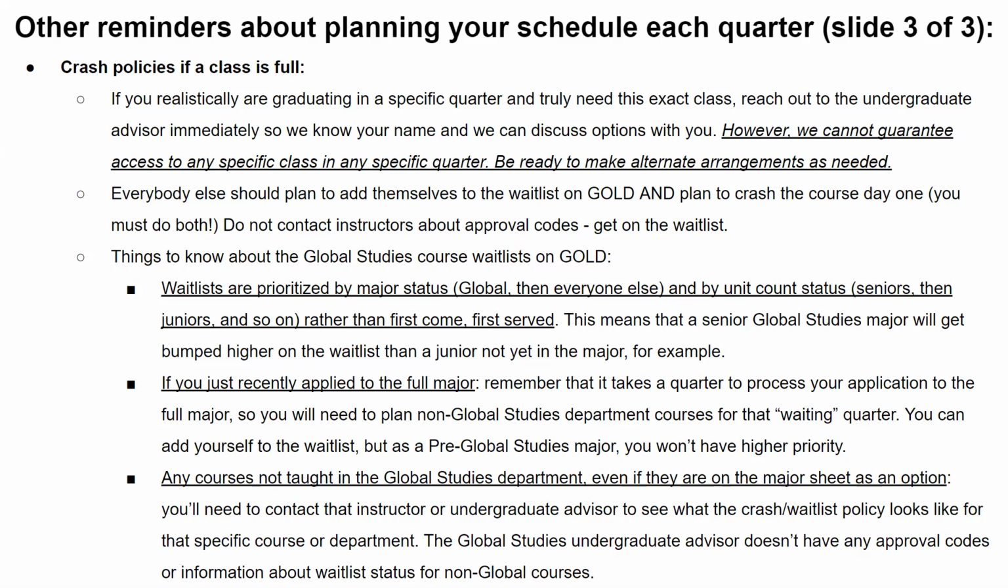So you're going to actually need to work that out with the instructor or undergrad advisor for that class, that department, to see what their crash or waitlist policy is. Maybe they have a waitlist on Gold you can add yourself to. Maybe you can contact the instructor and ask for an approval code, or talk it over with their undergraduate advisor to see what the chances are. We do not have any information about how your chances are looking for classes in other departments, just because we don't control them at all. So good thing to keep in mind.